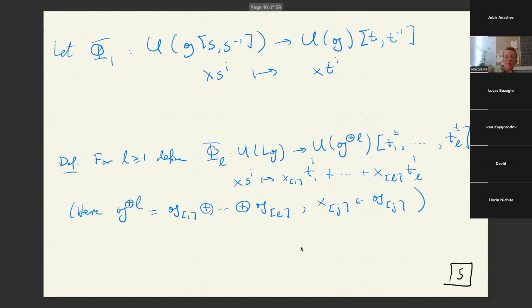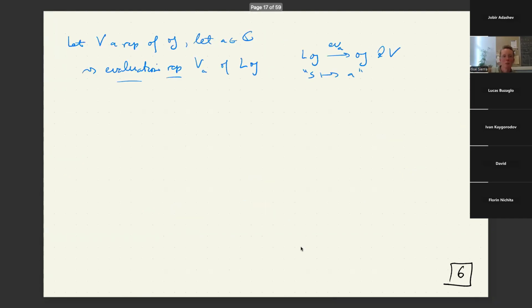So we've got these homomorphisms floating around. They turn out to be very closely related to the representation theory of the loop algebra. To explain this, I want to tell you a little bit about representations of the loop algebra. So let's start with a representation V of the finite-dimensional algebra. This is a different V than the V I had earlier. Sorry about that. This gives you an evaluation representation, denoted V sub a, of the loop algebra.